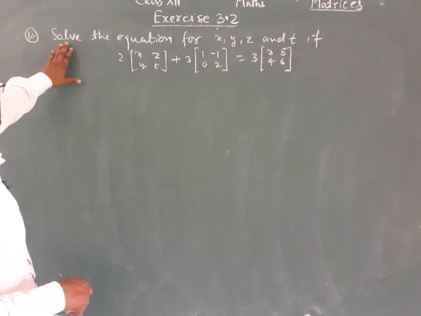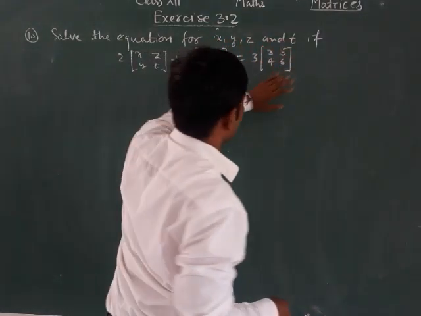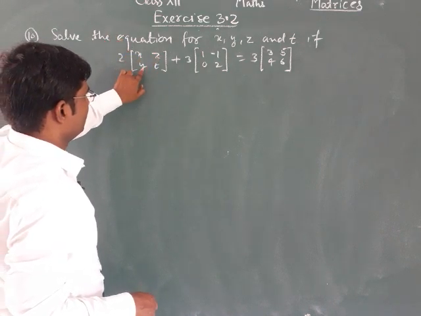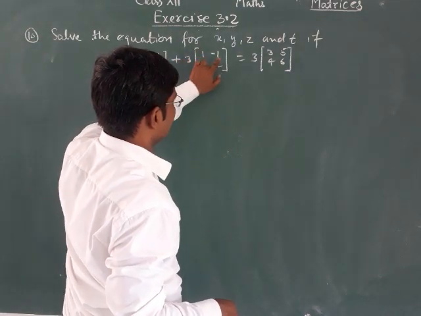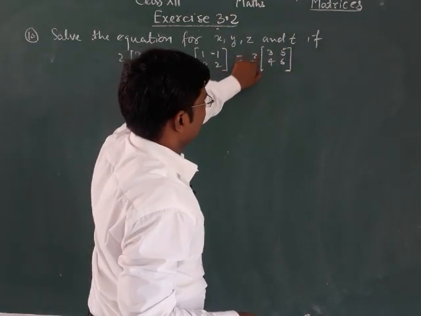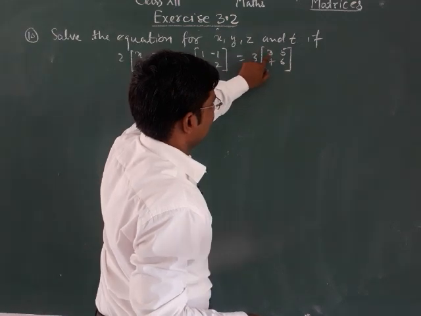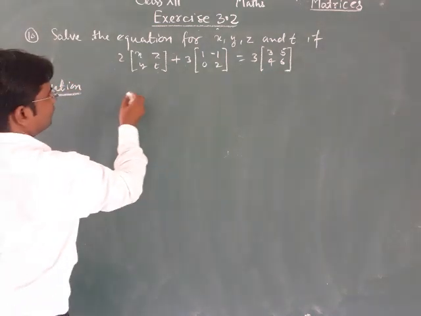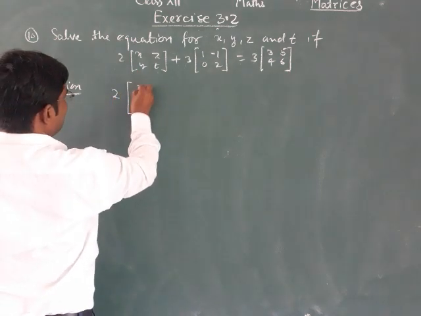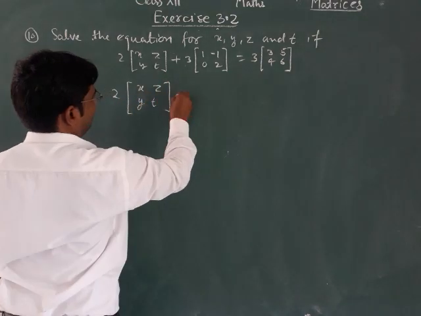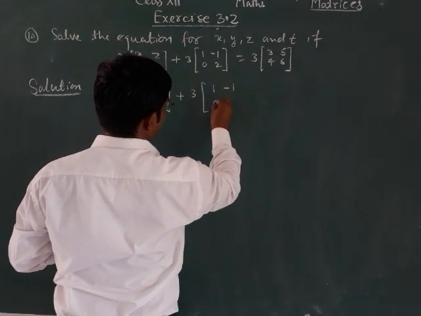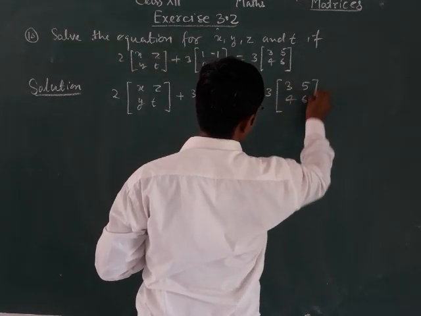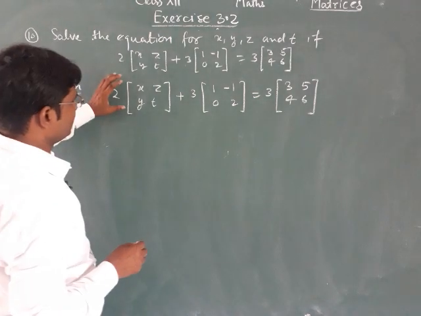Question number 12. Solve the equation for x, y, z and t if 2 times the matrix [x, z; y, t] plus 3 times the matrix [1, -1; 0, 2] is equal to 3 times the matrix [3, 5; 4, 6]. So the solution of this question.